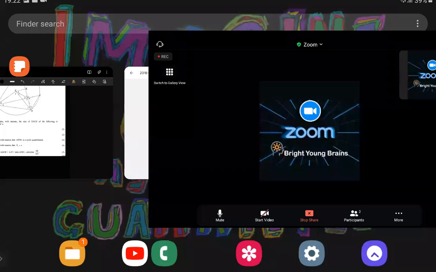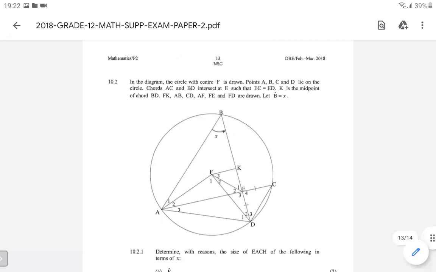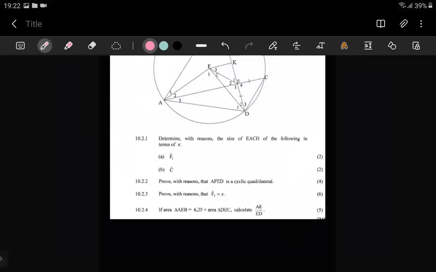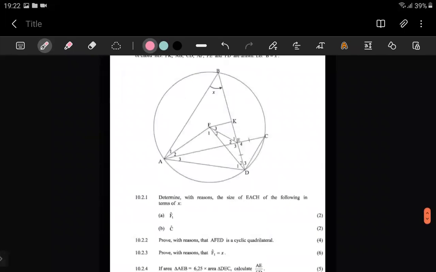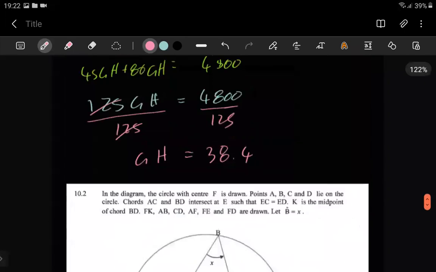Question 10, right? Let's see. As with all questions, the description is very, very important. The way you look at your description is very important. You don't want to underestimate your description.